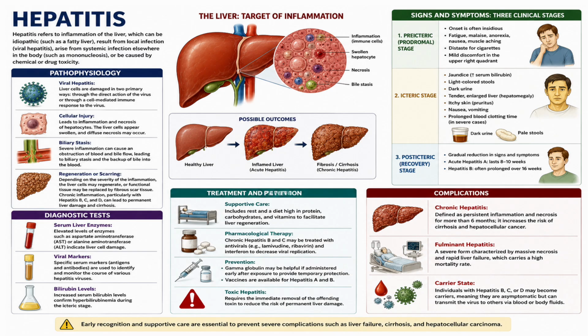Now, to confirm a diagnosis, we usually look for elevated liver enzymes, such as the AST and the ALT, specific viral markers, and increased bilirubin levels. Because there is no direct medical cure to destroy the virus itself, treatment is primarily supportive. It focuses on rest and high protein diets to aid the regeneration of the liver. Chronic cases may require antivirals or interferon, and prevention remains critical through the use of vaccines for hepatitis A and B.